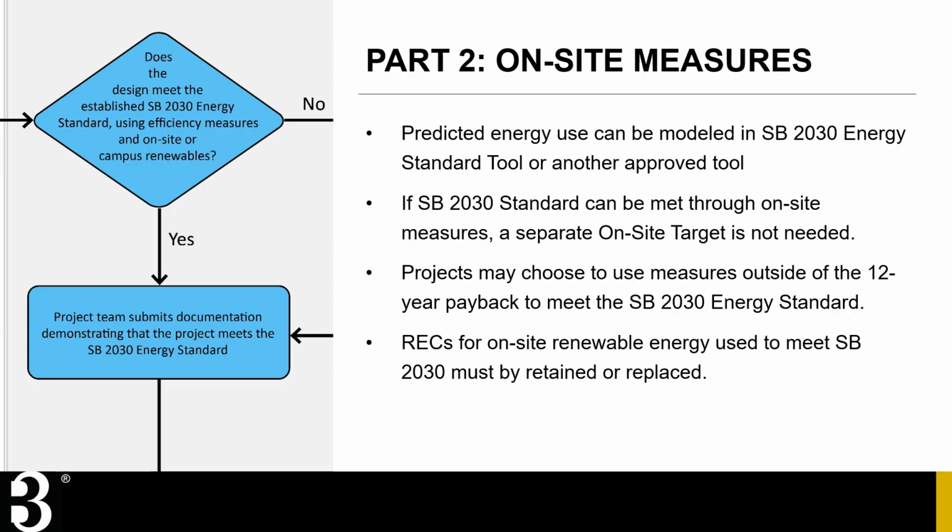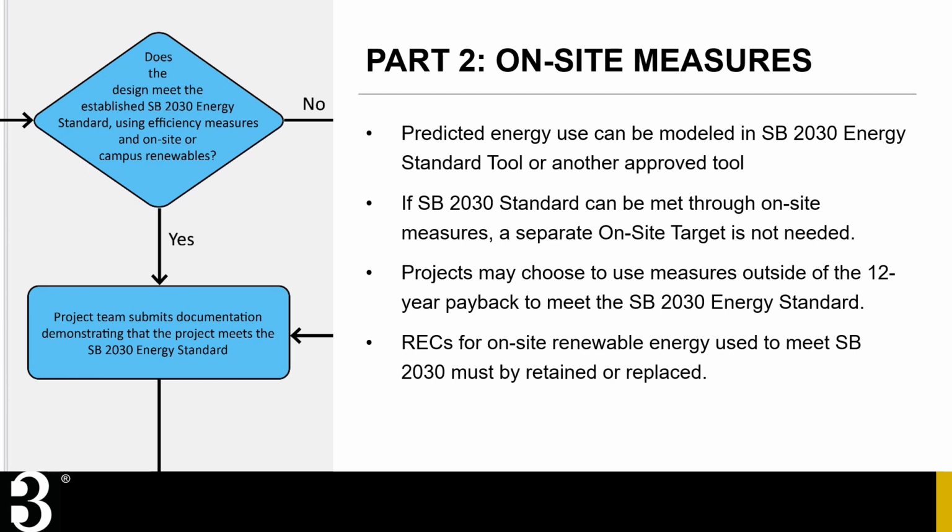The second part of this process is the evaluation of on-site measures, both efficiency and renewable energy. Project teams can model the impact of various design strategies within the SB 2030 Energy Standard tool or a different approved tool. The SB 2030 Standard tool includes default costs that are intended to provide an initial input into estimating the cost of energy conservation measures. If you are able to meet the SB 2030 standard with available efficiency and on-site renewable measures, you will submit documentation to the SB 2030 review team once those strategies have been identified. We will confirm the modeling meets the program requirements and report the project anticipates meeting its SB 2030 standard.